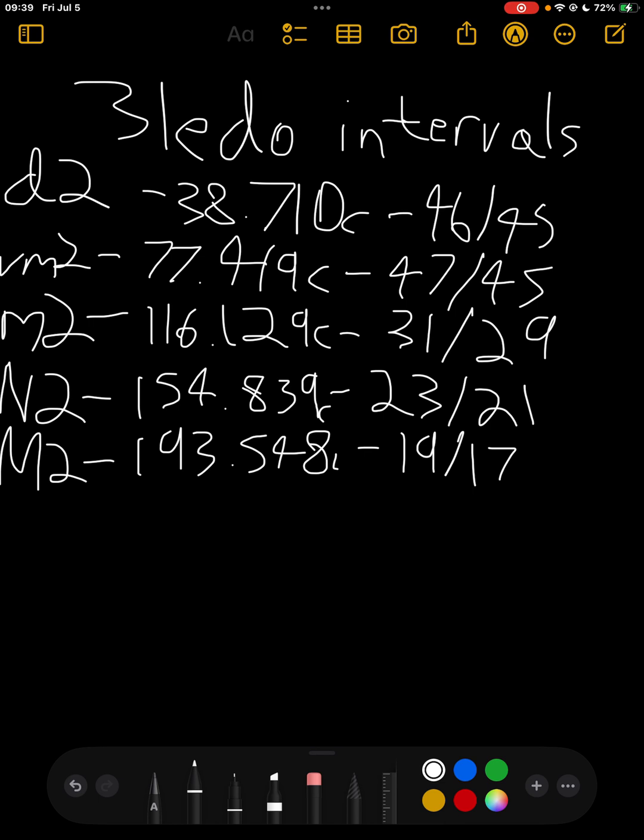Then after that, 6 steps of 31 EDO is going to be the augmented second at 232.258 cents. And a good ratio for this one would be 8 to 7.